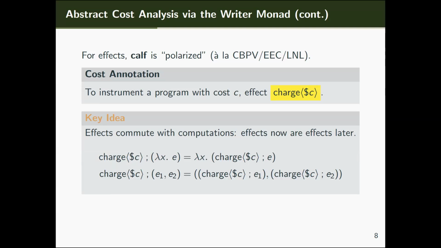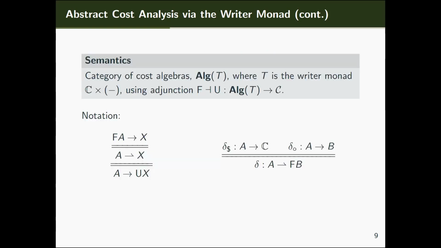So if you got the idea before that amortized analysis is about deferring costs from now until later, if you look at these equations, you might start to wonder if there's a connection. At least that's what I did. Semantically, we live in the category of cost algebras where we're using the writer monad for some cost C. Usually this is the natural numbers. And then we, of course, use the free-forgetful adjunction between that and the base category.